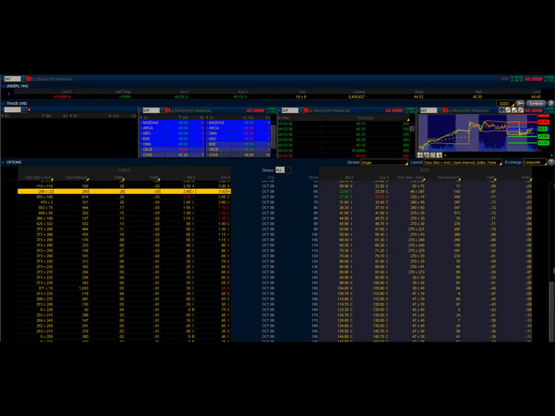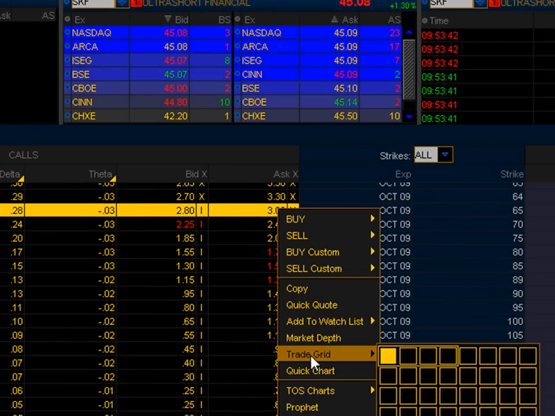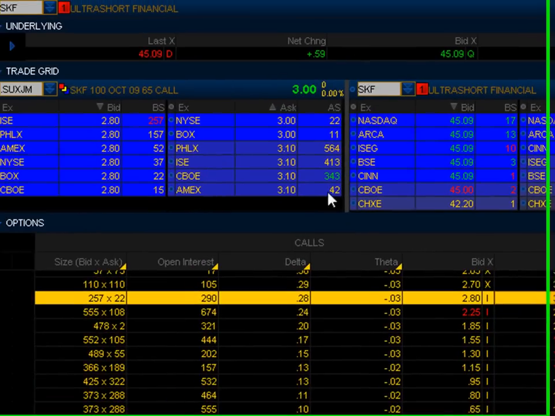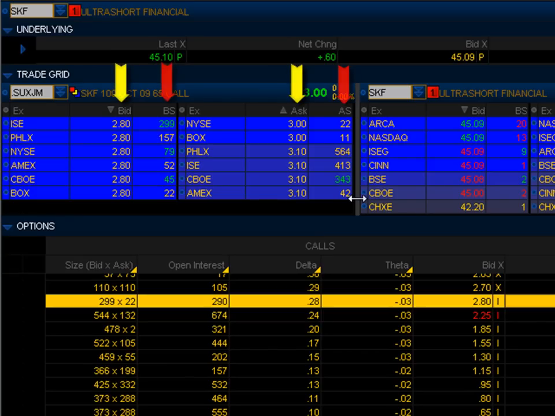So I'm going to show you this with an options trade that I did today. On Thinkorswim, one of the things you can do is right-click on the option and take it right to your trade grid. That will populate a level 2 of the option, and you'll see it start to populate in the upper left-hand part of your screen. Here you can see that the option has populated in the trade grid, and you can see what the option is trading at each of the different exchanges in terms of both price and size.